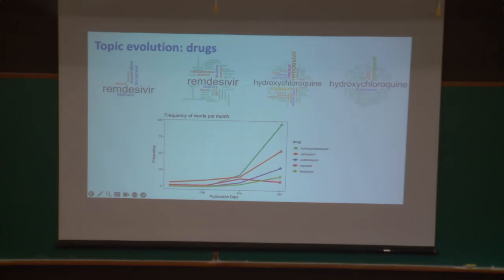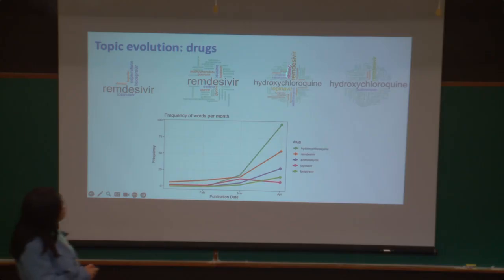This is another example of topic evolution, in the drug category. Remdesivir was initially used to treat AIDS, and AIDS is also caused by a virus, right? COVID-19 is also a virus, so people used this to treat COVID-19 at the beginning.